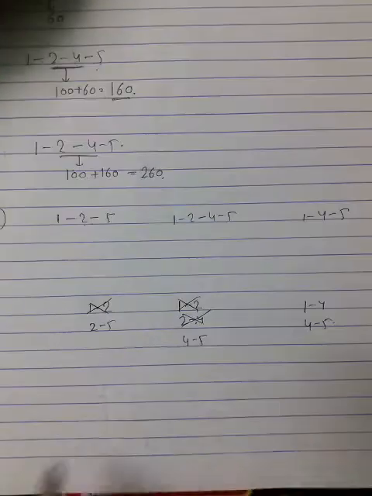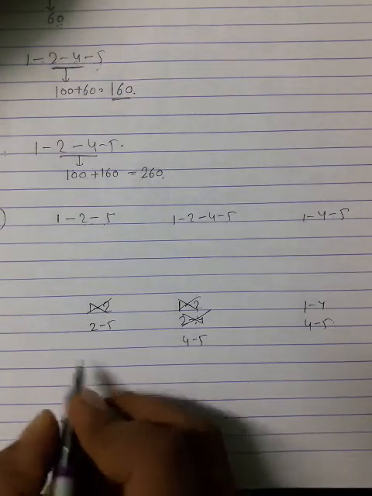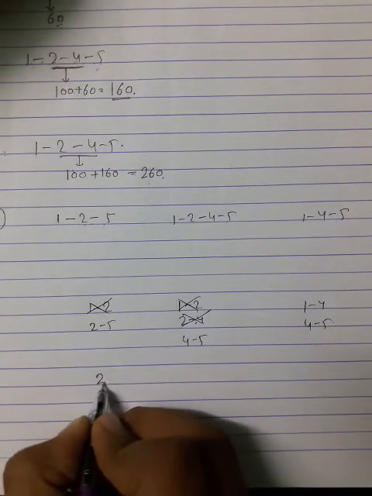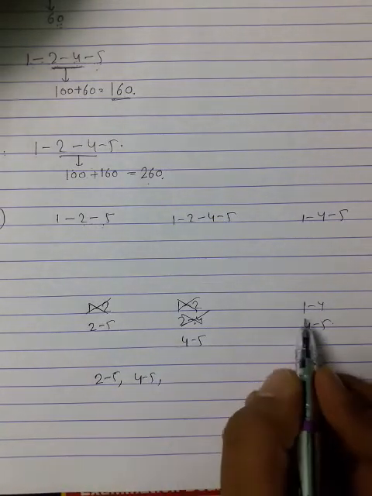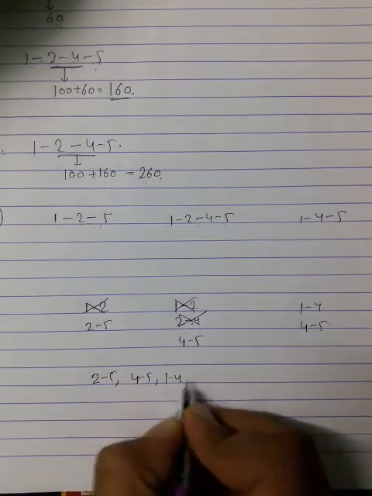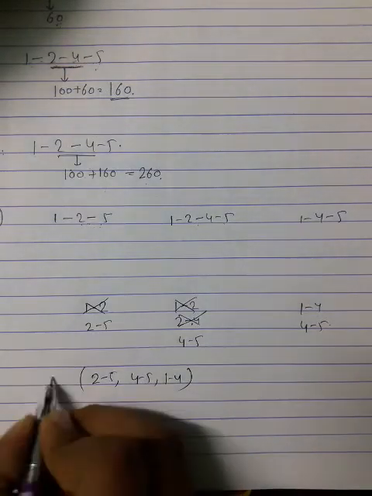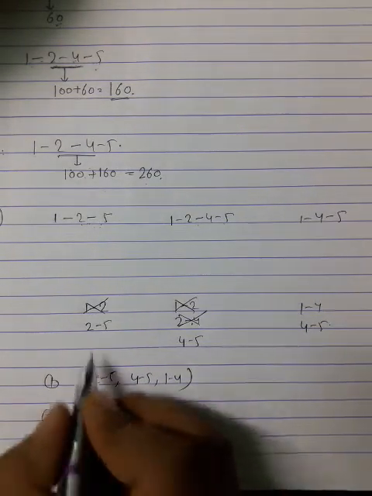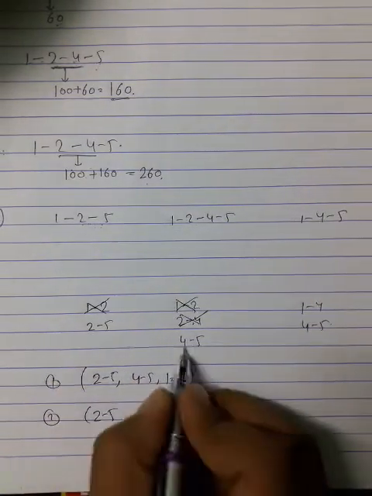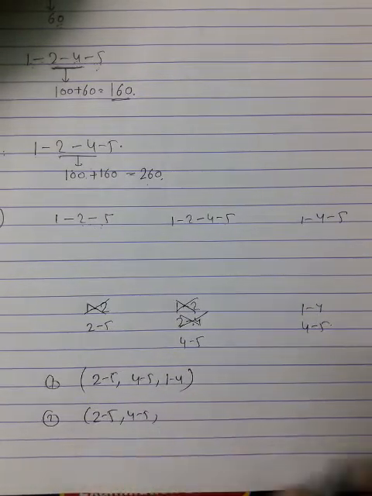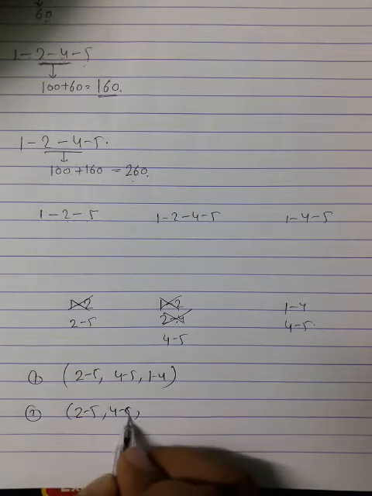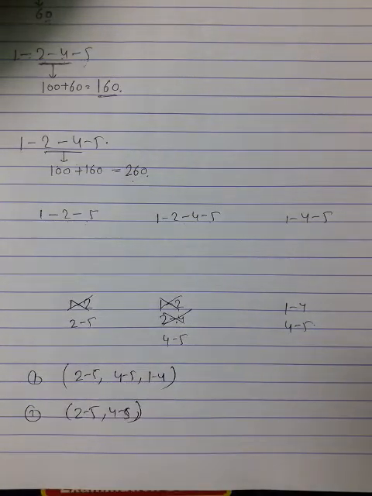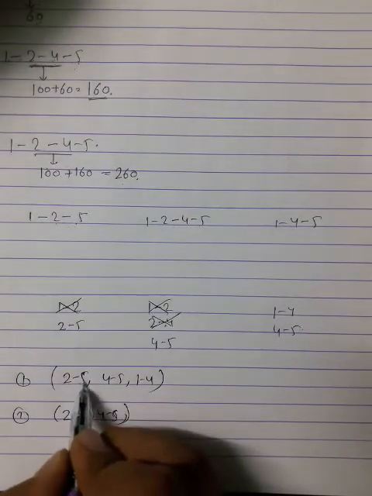Now you have to write here the possible combinations. Combination means the 2 to 5 activity, 4 to 5 activity, and 1 to 4 activity. This is one combination. The second combination is what? 2 to 5, 4 to 5, and further only one 4 to 5. These are the two possible combinations. Now you have to find the time here.